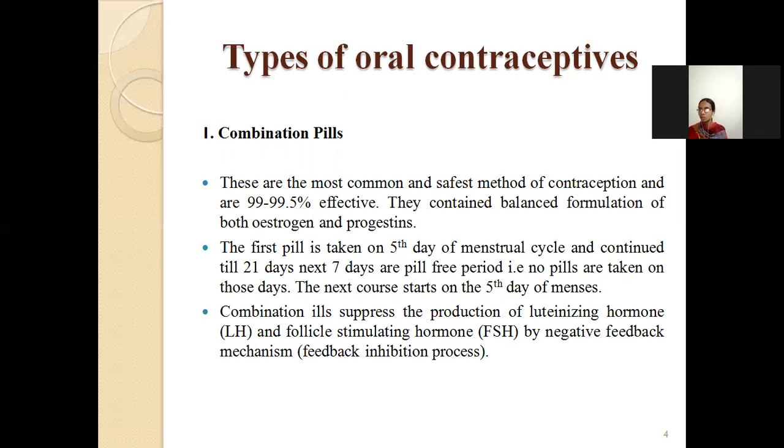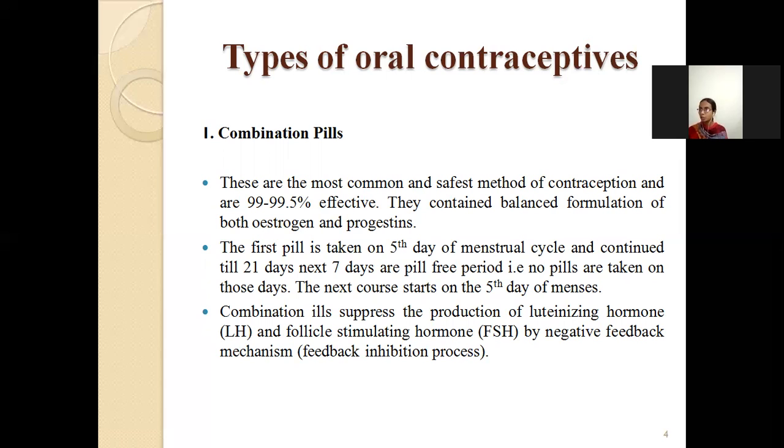This drug should not be taken, meaning it should be completely avoided for the 7 days, because the menses will occur during that time. The menses will be completed in 5 days, and after that, on the 5th day, the drug can be started again. So that is how the combination pills are used.